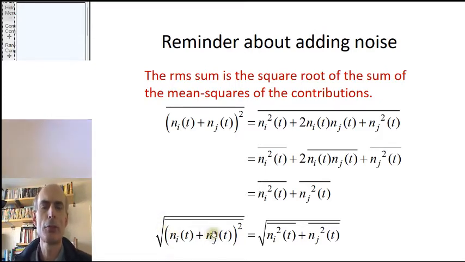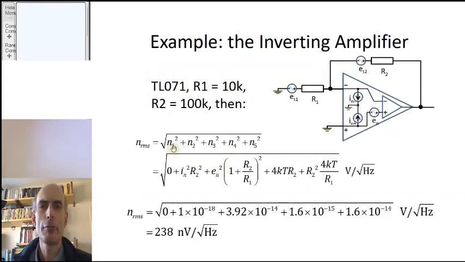So, back to the circuit. We have 5 noise sources. N1 was the noise due to this equivalent input current here. And as we saw before, that has no effect on the output noise at all. Contribution is 0. N2 is the noise due to this current here.